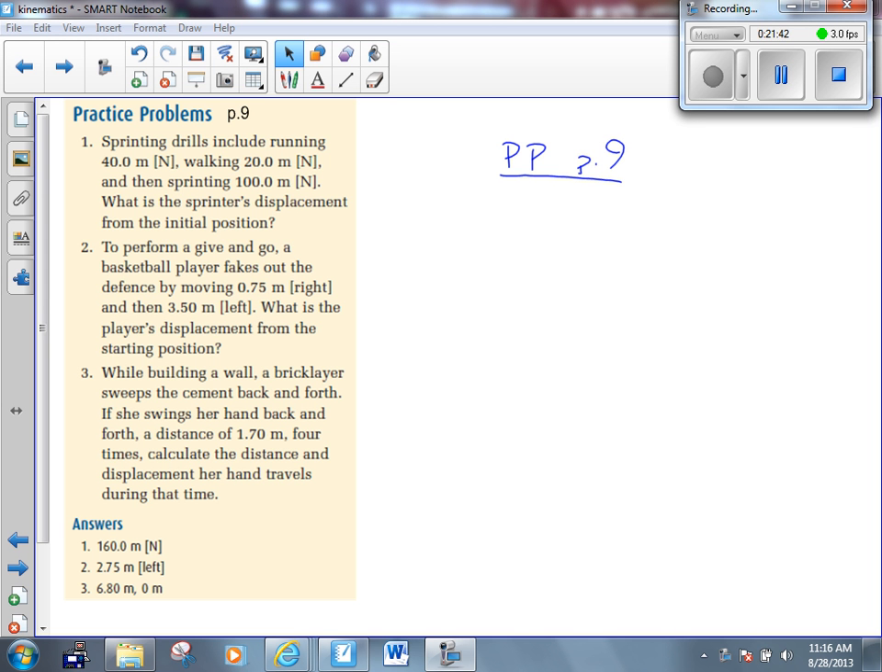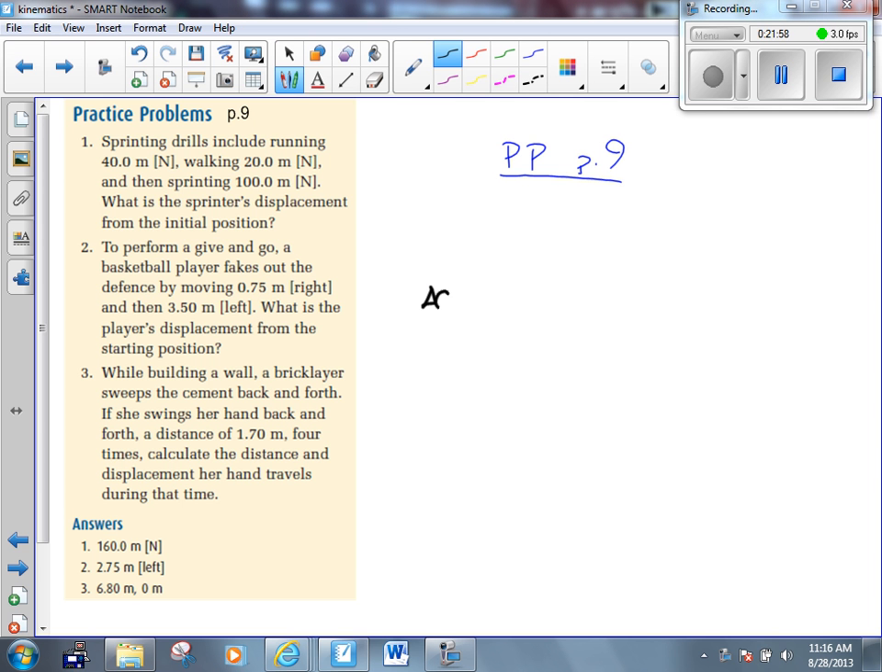Here's the thing, okay? We know that this bricklayer is going 1.7 meters to the right, and then 1.7 meters to the left, and then 1.7 meters to the right, and then 1.7 meters to the left. We have 4 different distances here. We have, we'll call it distance 1, which is 1.7 meters. Distance 2, which is 1.7 meters. Distance 3, which is also 1.7.